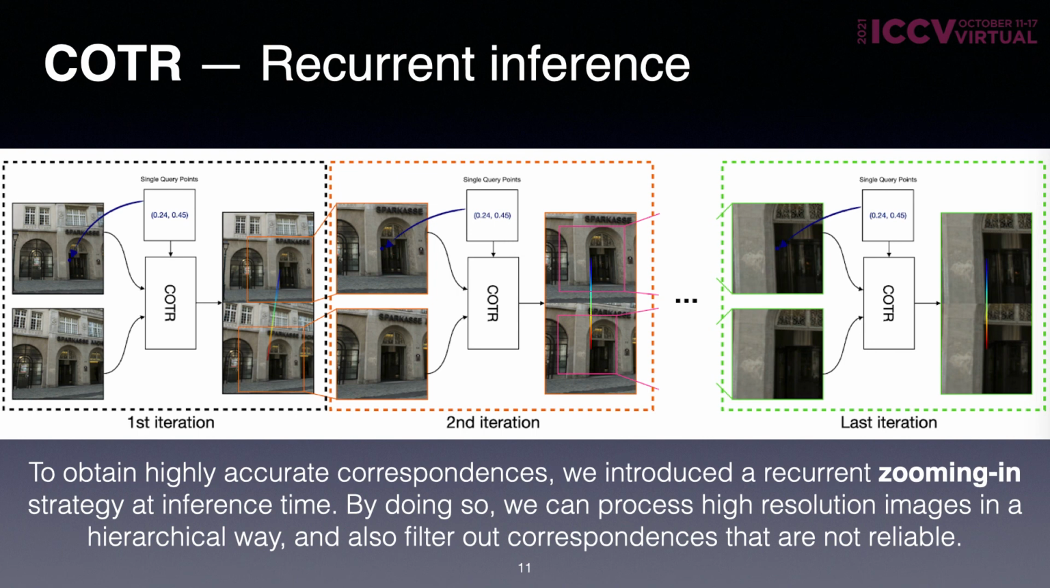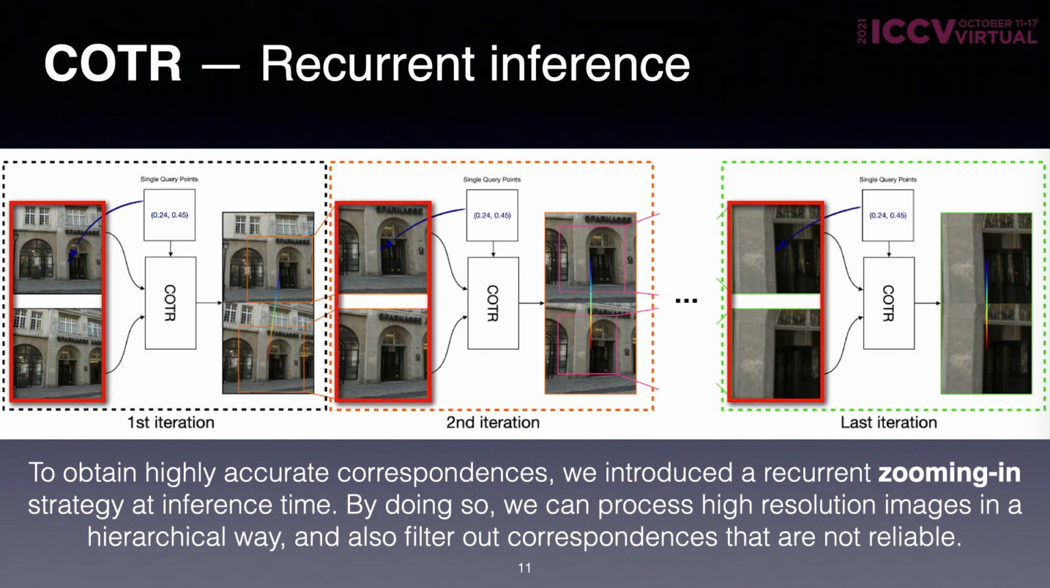The idea is that we can crop a smaller patch around the predicted correspondence and solve the correspondence problem again by looking at the cropped regions. By doing so, we can hierarchically process high-resolution images and also filter out correspondences that are not reliable. Notice that we also use the patches at different zooming in scales, as shown in red boxes, to train the network.